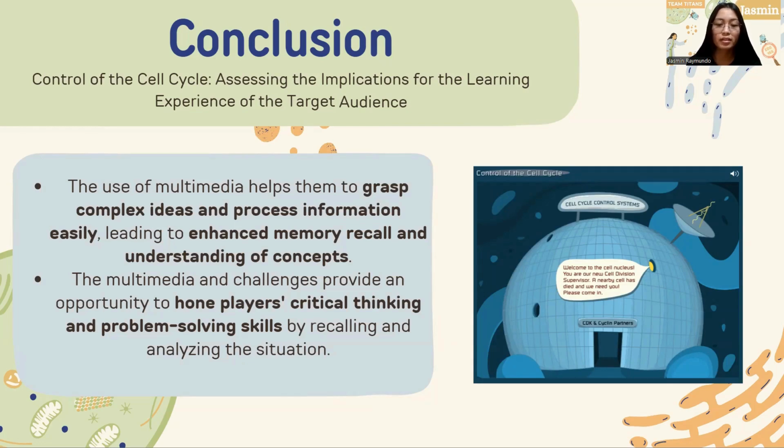Problem solving and critical thinking skills develop when playing Control of the Cell Cycle. The image and the text describing the situation allow players to analyze and recall prior knowledge regarding the cell cycle. In addition, players who are struggling to advance in the game could strengthen their problem solving skills by identifying the issue and finding their way to move forward.